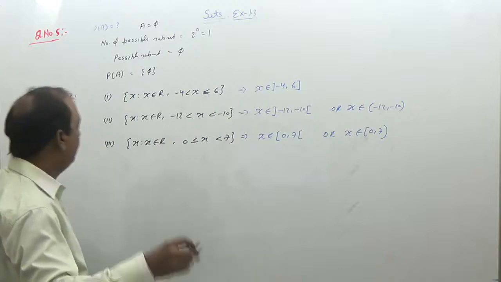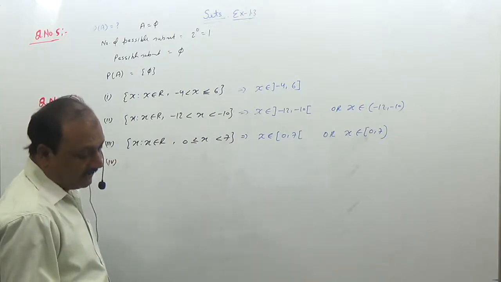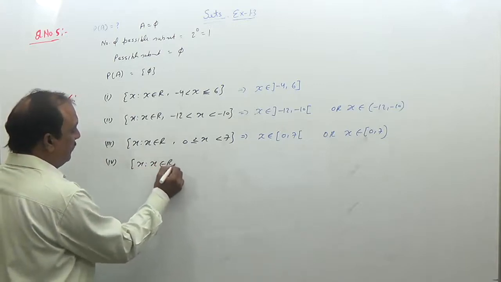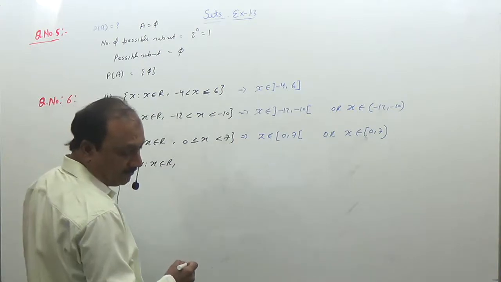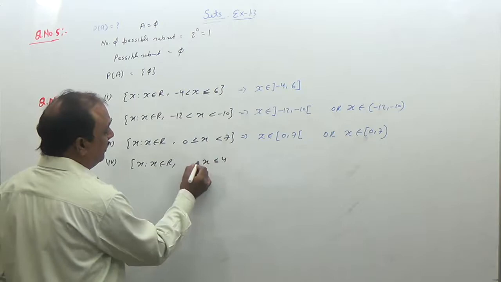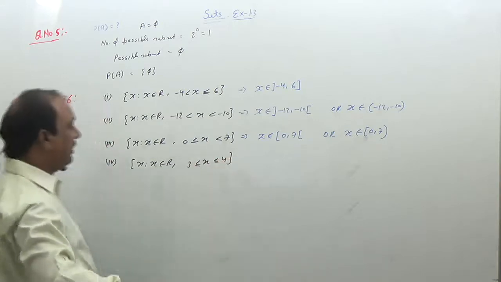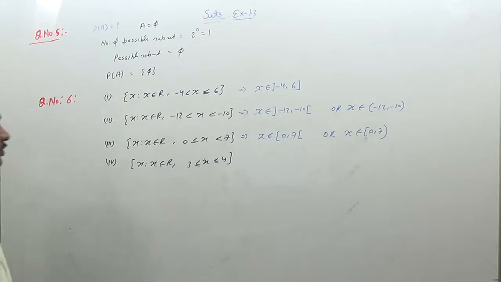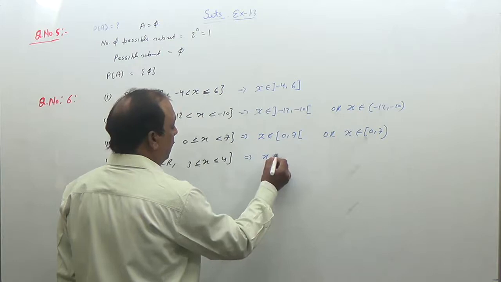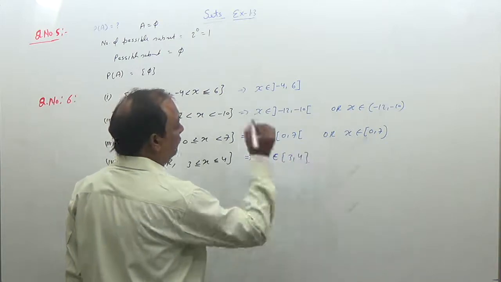Next is the fourth part. x such that x belongs to R. x is any real number less than or equal to 4 and greater than or equal to 3. So this one is the set of all real numbers which are equal to 3 or 4 and lie between them. So its interval is the close interval 3 to 4.